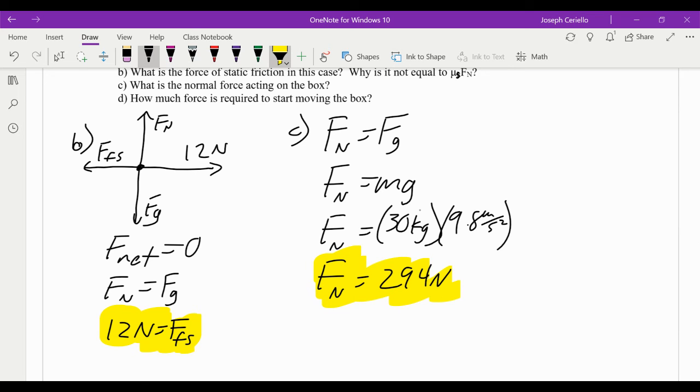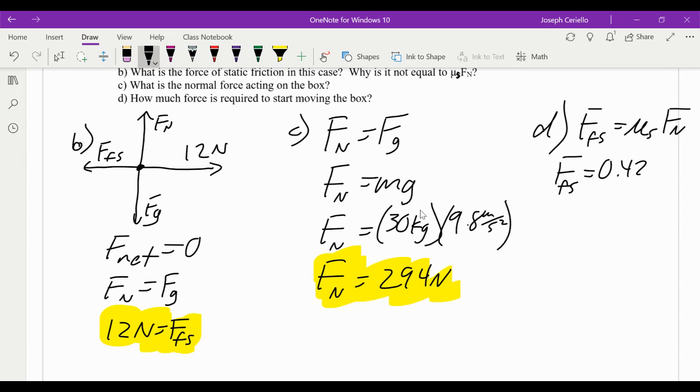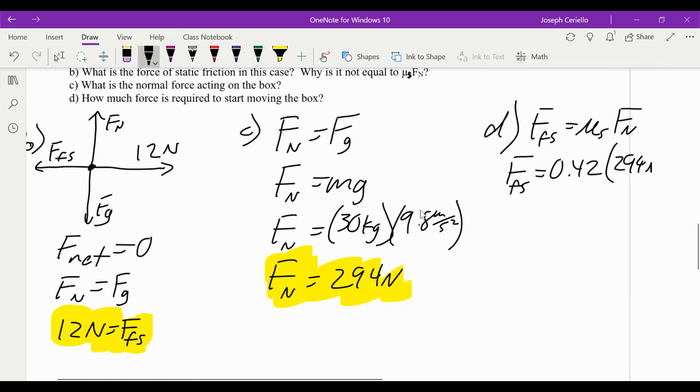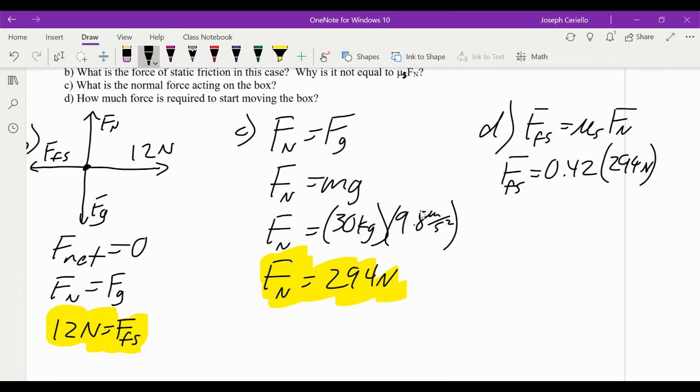All right, and the last one, how much force is required to start moving the box? That's where you're going to use that equation there. That's where you use force of static friction equals coefficient of static friction times the normal force. That's our unknown, 0.42, and normal force is 294 newtons. All right, so our force of static friction, the force required to start moving this thing. By the way, that coefficient is from the reference table. Make sure you know where to find that. We have 123.5 newtons required to start moving this thing.